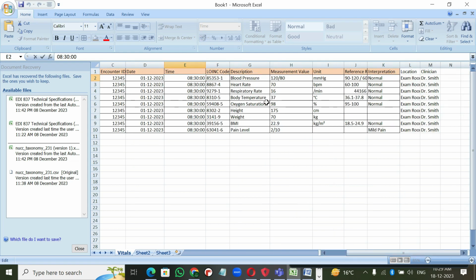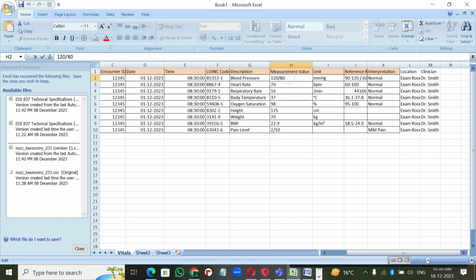Now comes the important part. So, line code. This is the most important thing, guys, that you need to understand. See, now this record is for blood pressure. So it shows the blood pressure of the patient, and this line code is specifically used for blood pressure, which is 85353-1, which says this record is for blood pressure.